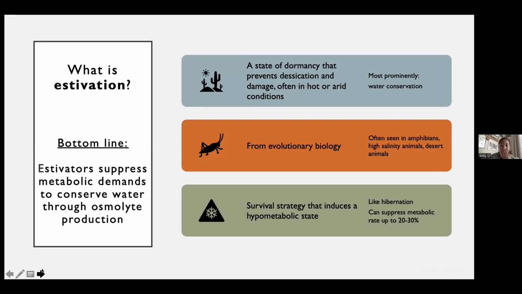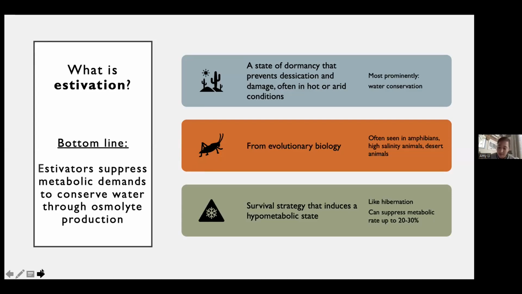Estivation is, the best way I can put it, kind of like hibernation, where it's very cold, not really great living conditions. You sleep for several months and come out on the other side having lost a ton of weight. You've been through this hypometabolic state. So estivation is the same concept, but hot or dry. And the main thing that is seen is water conservation. This is often seen in amphibians, and animals that live in high salt environments, like brackish water.